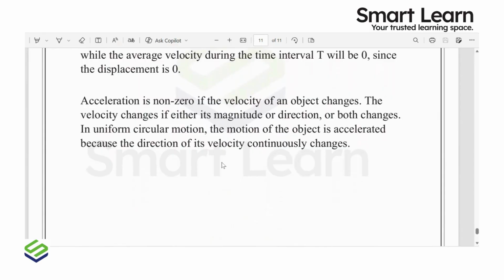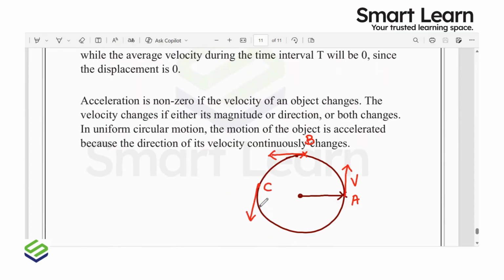And acceleration: we learned that in circular motion, whenever an object is moving along the circumference of a circle, for example, if the particle is here at A, the velocity will be in this direction, because velocity along a circular path will always be tangential. Now, when the particle reaches B, again the velocity will be tangential. It reaches C, again the velocity will be tangential.